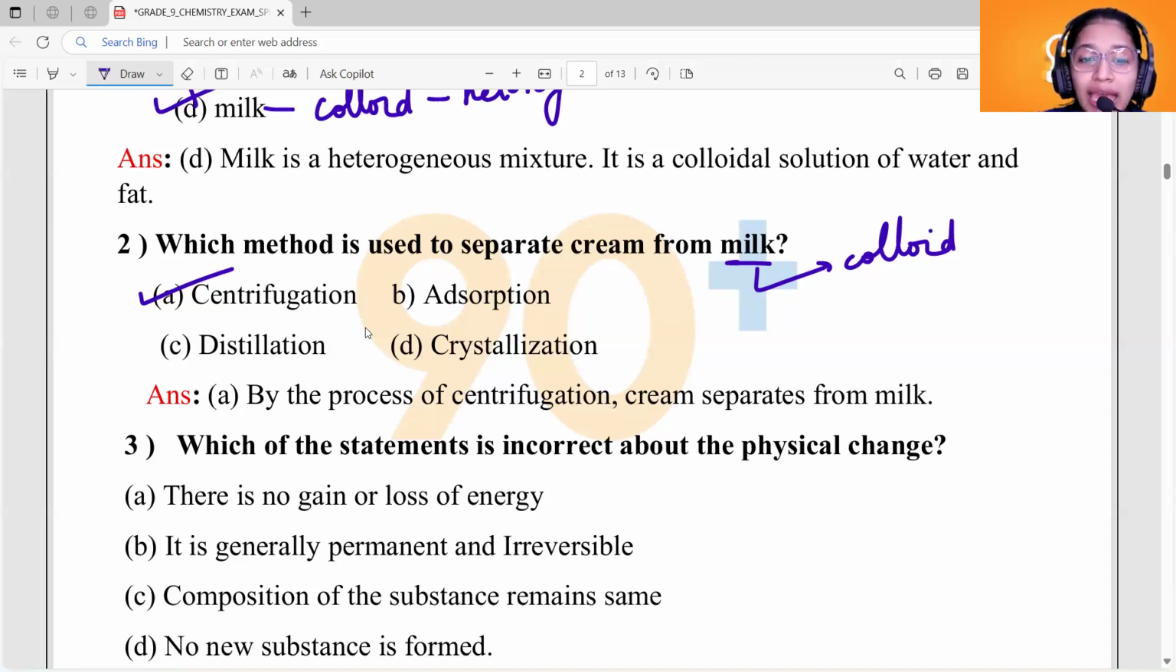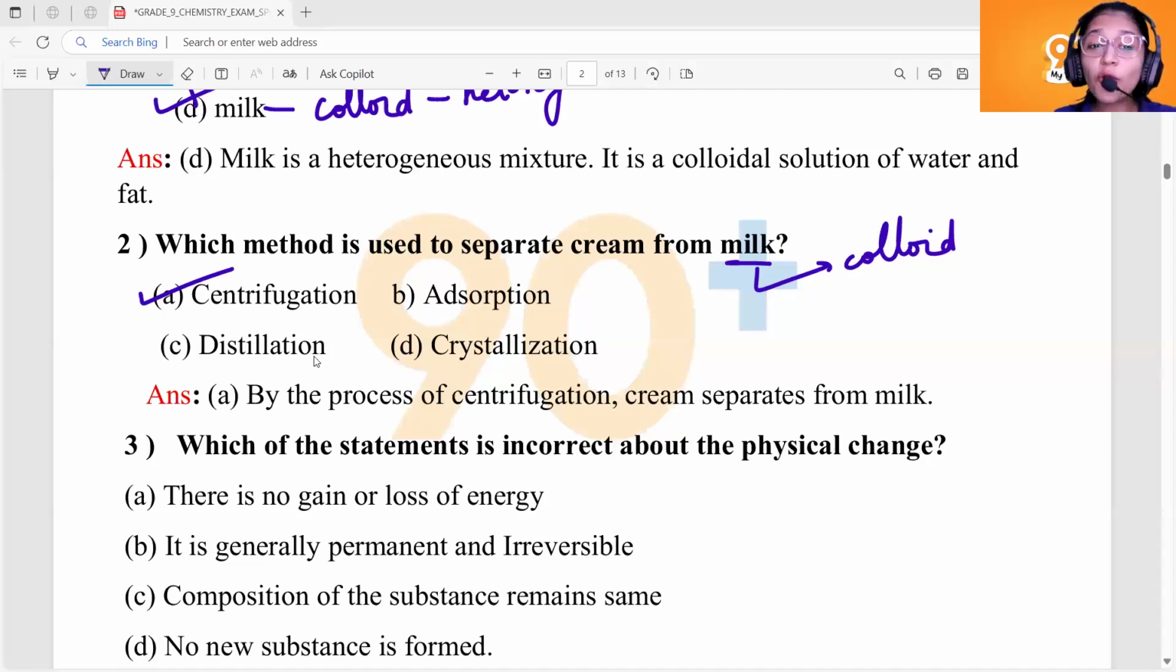First one, there is no gain or loss of energy. So let's study this statement with an example. Consider the melting of ice. Ice absorbs energy from the surroundings and it converts into water. Now, while freezing water back to ice, what happens? This energy is being released into the atmosphere itself, into the surroundings, right? So that's why we say during physical changes, there is no gain or loss of energy. Energy is only being transferred. So the first statement is correct.